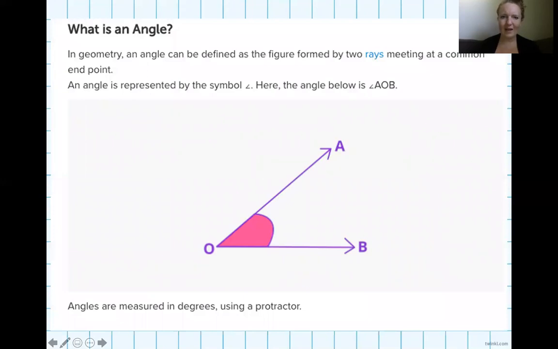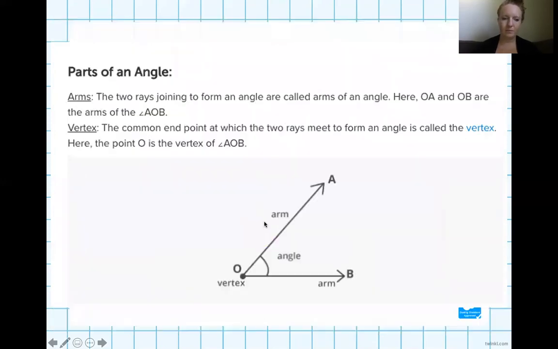So what is an angle? Well, an angle is part of a turn, but it can also be described as the meeting of two rays. You can see that A is a ray, or an arm, and B is coming, and they meet at O. The space between them is the angle. Here we have different vocabulary for an angle. We have an arm, that other arm, so you have A arm, you have B arm, and where they meet is called the vertex.